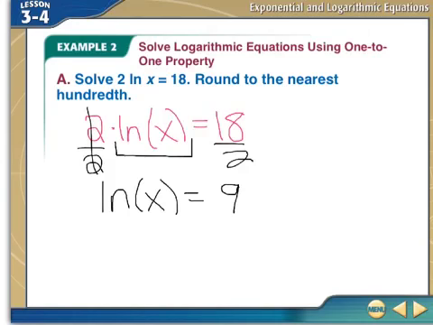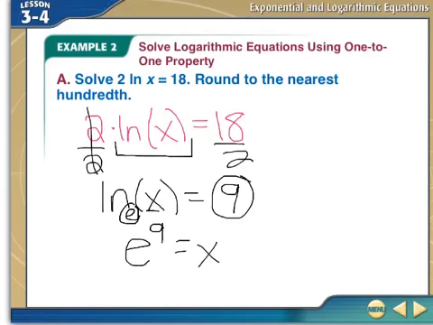And at this point, when you have a logarithm by itself, you can rewrite that exponentially as e to the 9th power is equal to x. Since natural log is base e, you would take the base raised to the power, because after all, a logarithm is just an exponent. And that is equal to your input, which is x, which is what we're looking for.